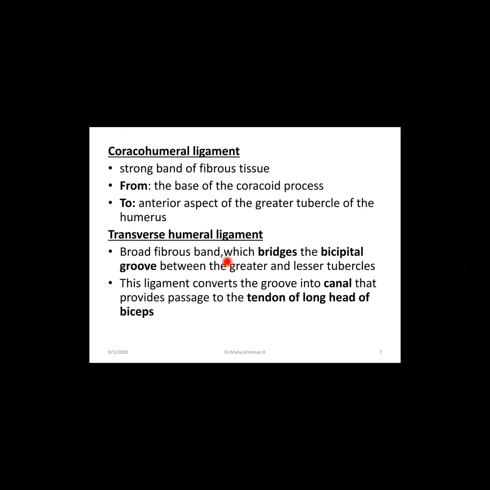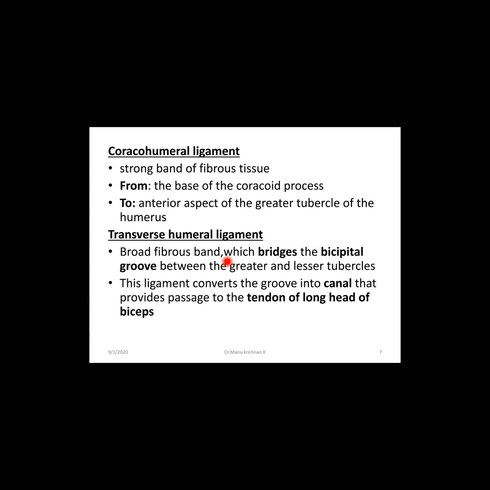So as the name suggests, the coracoacromial ligament is a strong band of fibrous tissue which connects the base of the coracoid process of the scapula to the anterior aspect of the greater tubercle of the humerus. You know both these structures. In the scapula there is the coracoid process, one among the three processes: the coracoid process, acromial process, and the spinous process. From the base of the coracoid process a ligament arises, and that will be attached to the anterior aspect of the greater tubercle of the humerus.